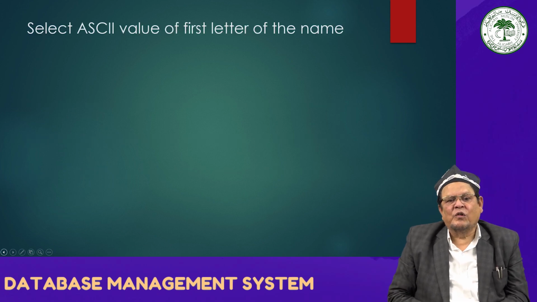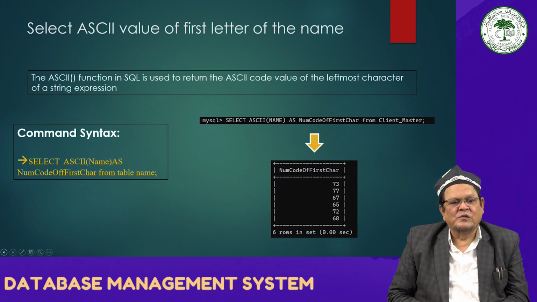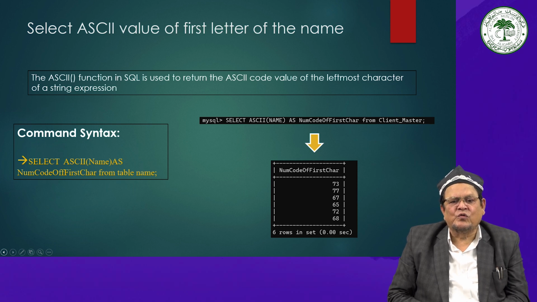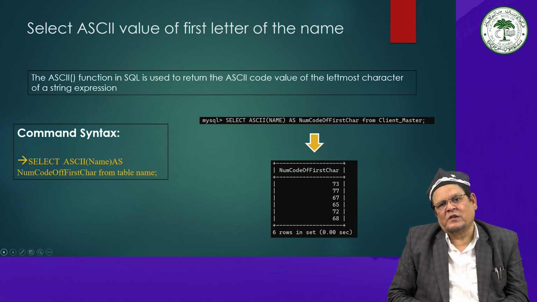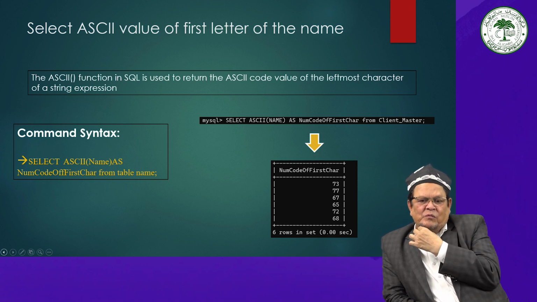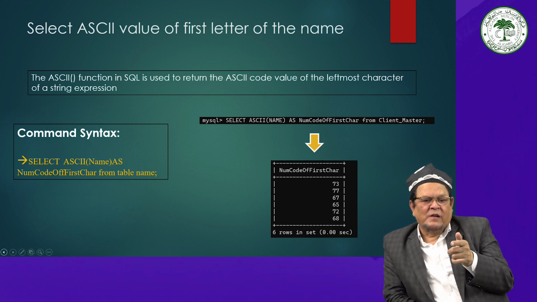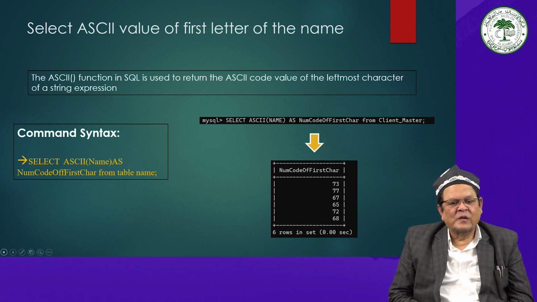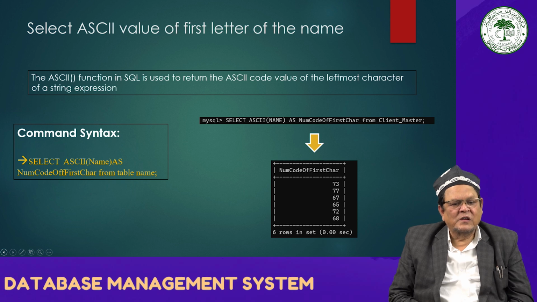Select the ASCII value for the first letter of the name. Suppose you want the ASCII value, so you have to write ASCII within brackets. The ASCII function in SQL is used to return the ASCII code value of the leftmost character of the string expression. If you write name, it will take the first character of the name. You have to write a statement like SELECT ASCII(name) AS num_code_of_first_character FROM the table name.